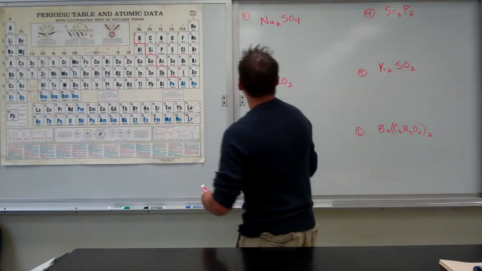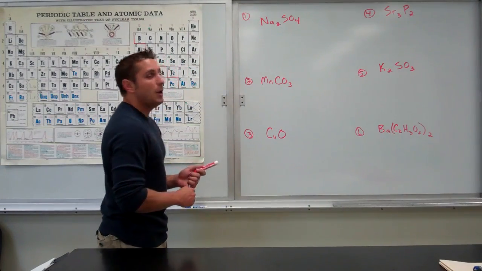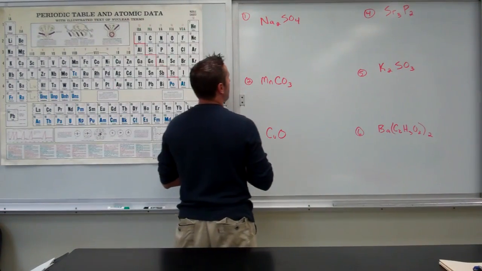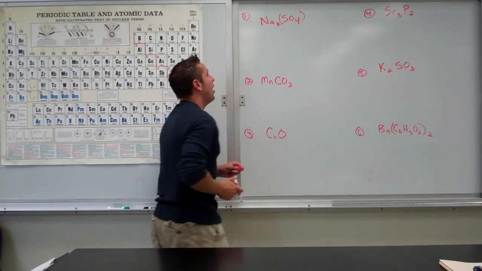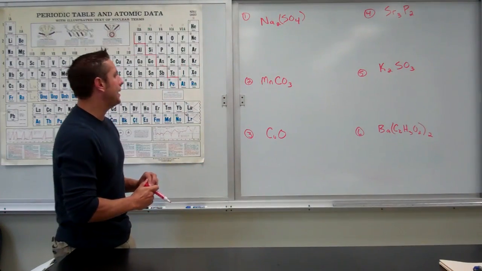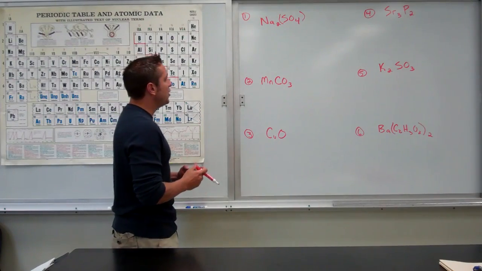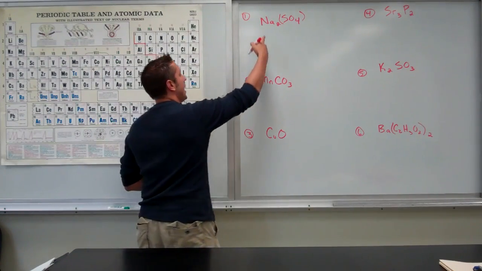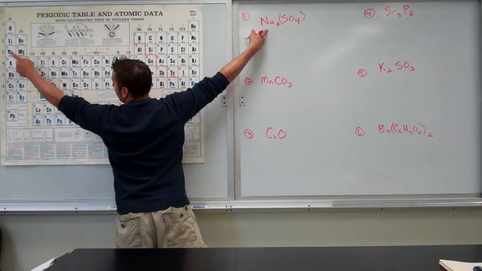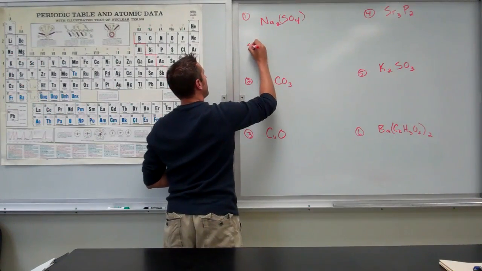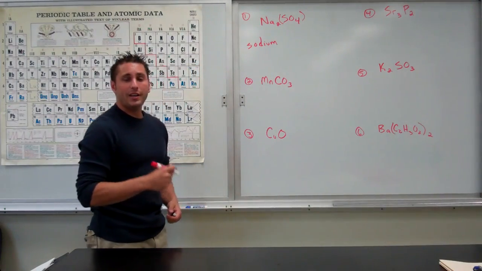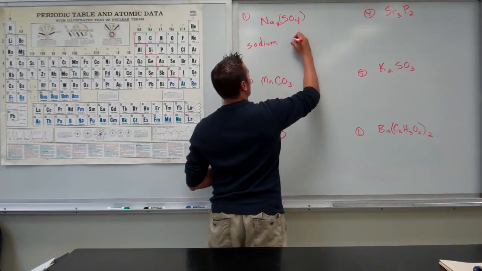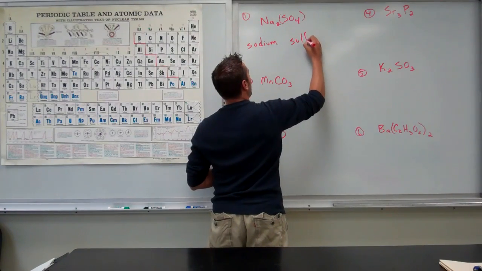So let's take a look. Na2SO4, because it has 3 elements, has to have a polyion present. I always say we should put the polyion in parentheses to help us spot it. So SO4 is your polyion. So you name your metal. Na is sodium. Name your polyion. SO4 is called sulfate.